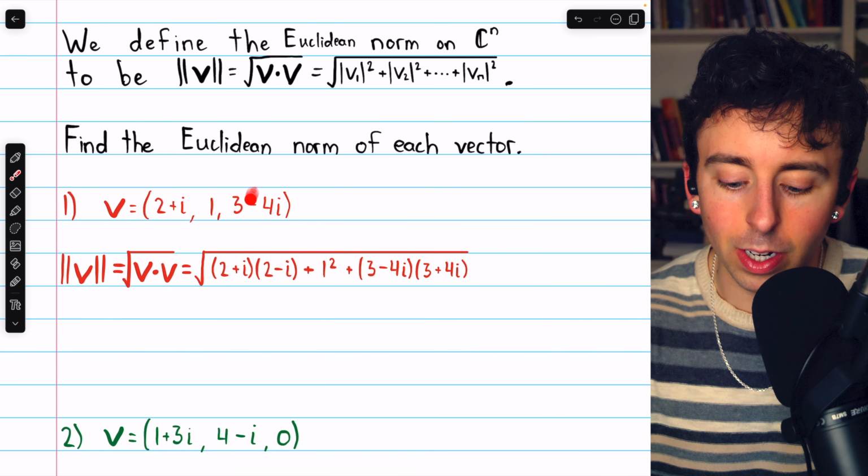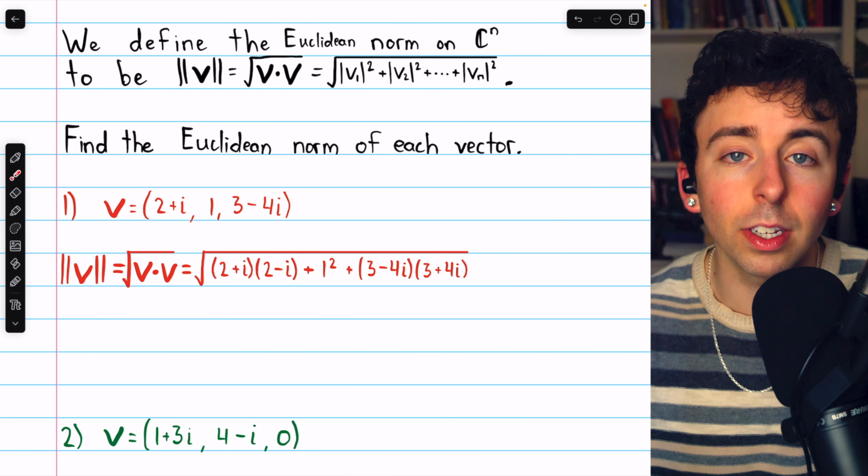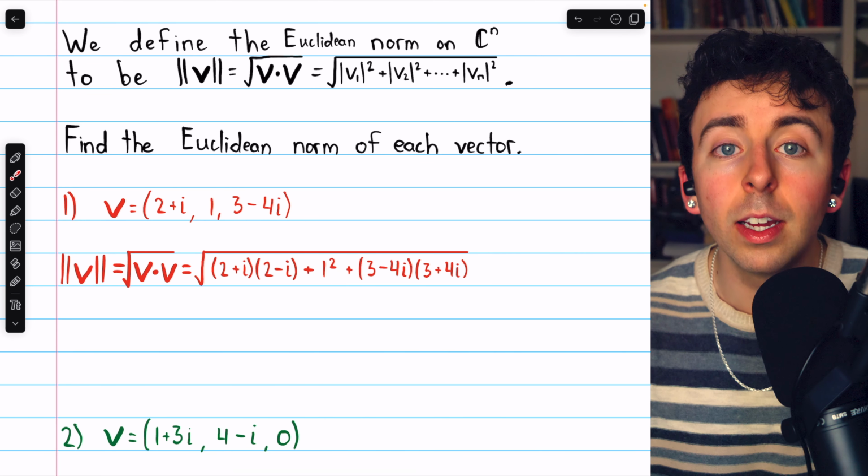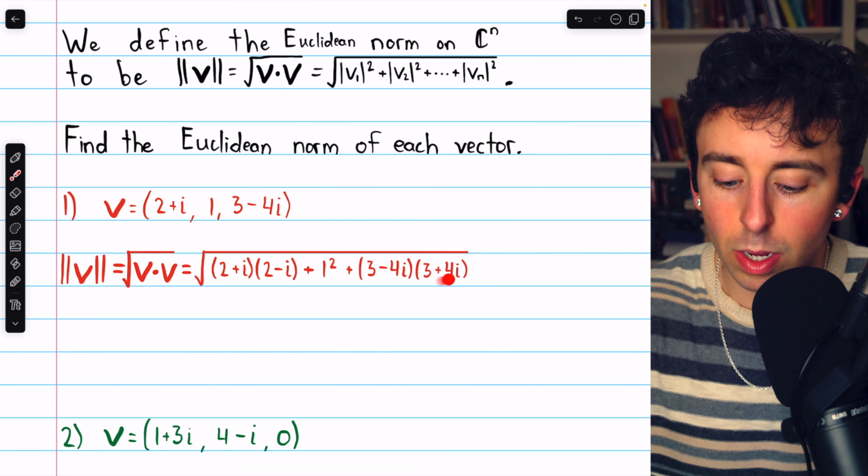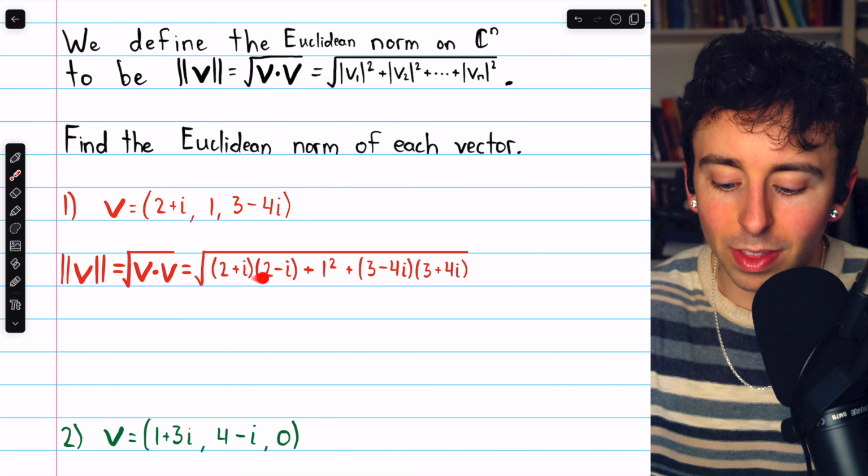Then on to the last component, 3 minus 4i times the conjugate of 3 minus 4i. The conjugate of 3 minus 4i is 3 plus 4i. So we have these 3 terms. We'll have to do the multiplication and then add them together.